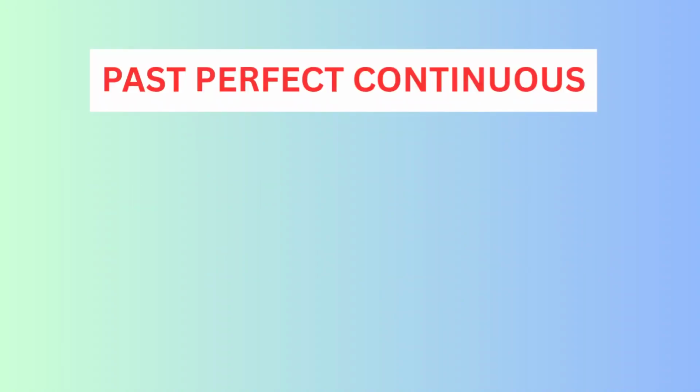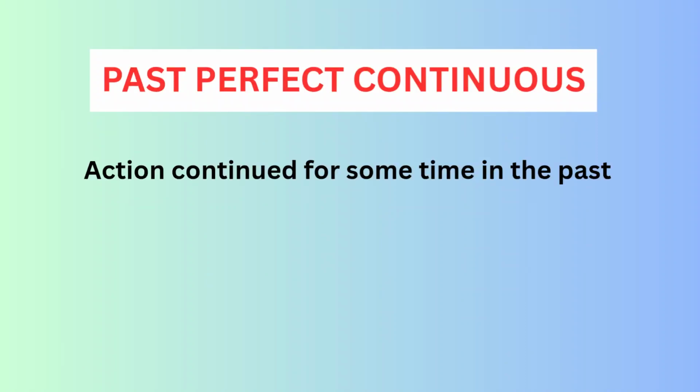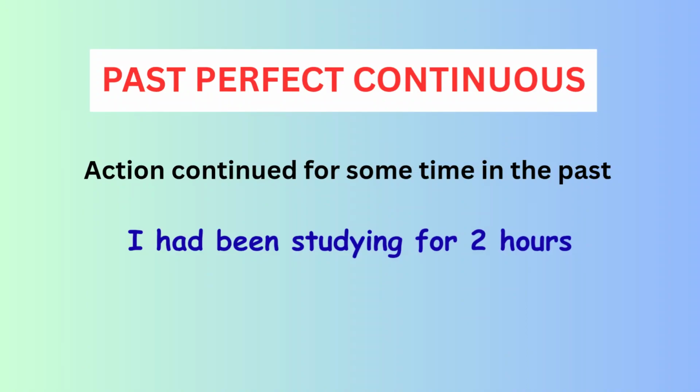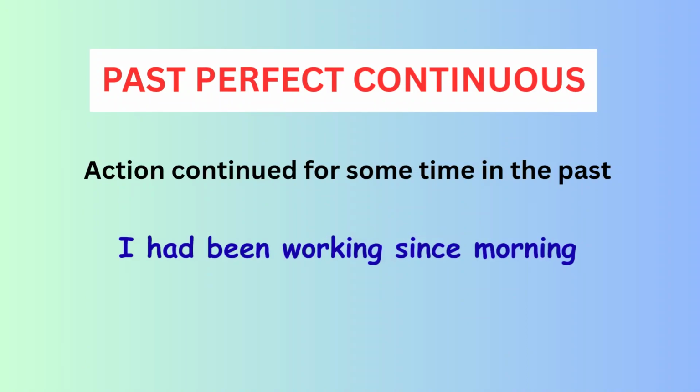Now let's learn about past perfect continuous. This tense is used when an action was continuing for some time in the past. For example, I had been studying for 2 hours. I had been working since morning.